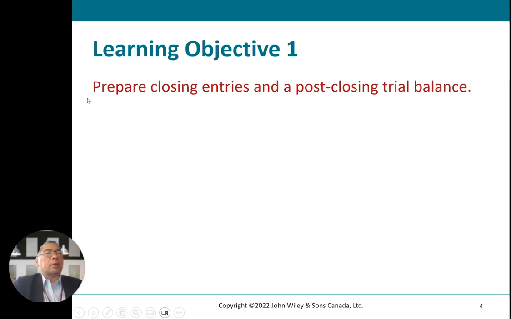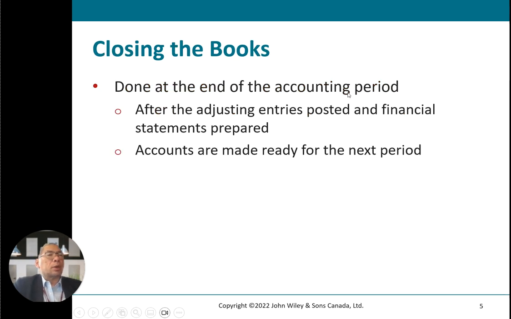What is learning objective number 1? Prepare closing entries and post-closing trial balance. Closing books is done at the end of the accounting period. After the adjusting entries are posted, financial statements are prepared. Accounts are made ready for the next period.